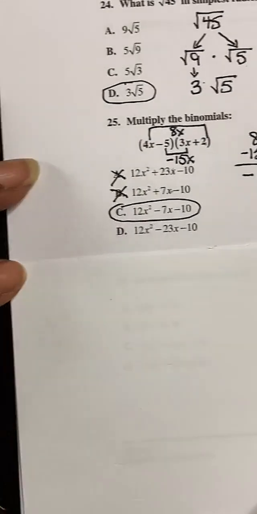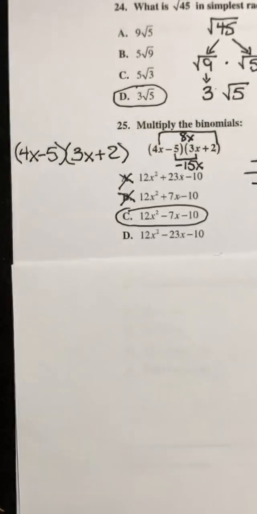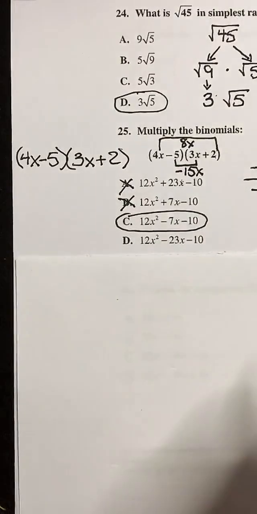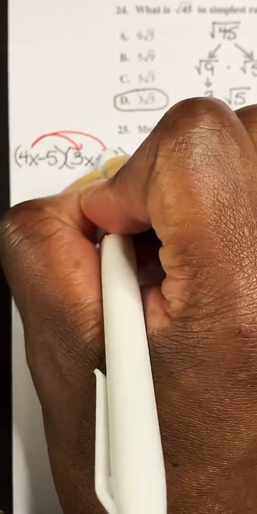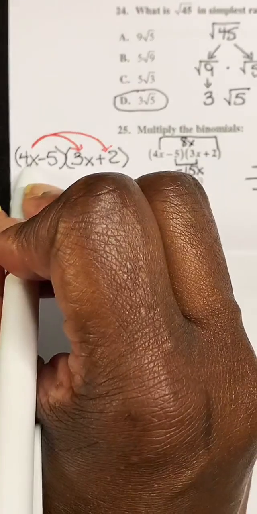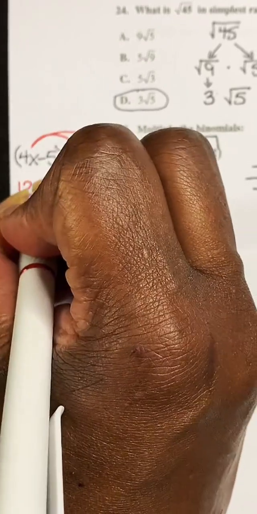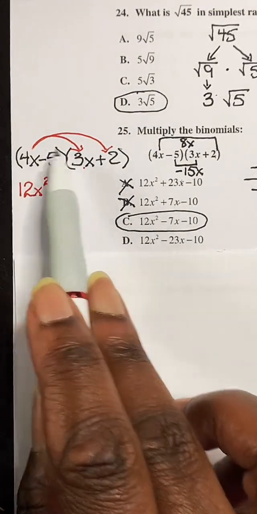Now, if I were to multiply them fully, I have my 4x minus 5. These are two binomials. So I can do what's called the distributive property, aka FOIL. So I'm going to take my 4x, and I'm going to distribute that to everything in the second parenthesis. So I have 4x times 3x, that gives me 12x squared. Okay, remember when you're multiplying, you're adding the exponents.